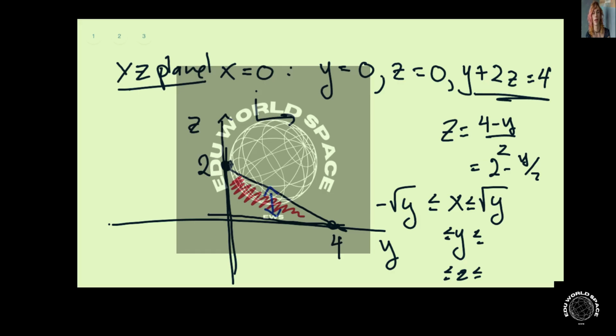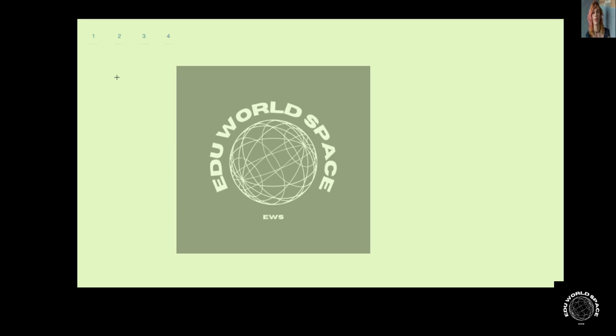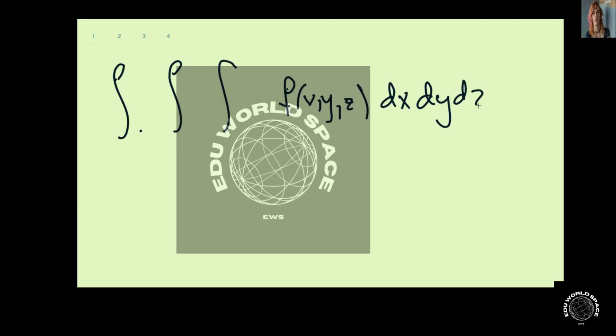So if we do this way, our y bounds are going to go from 0 to 4, right? And our z bounds are going to go from 0 to whatever this line is, which is, of course, 2 minus y over 2. Okay. So integrating f(x,y,z), we want to do x, then let's do y, and then let's do z.